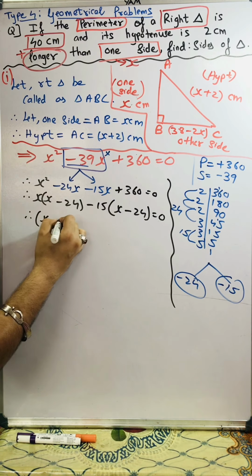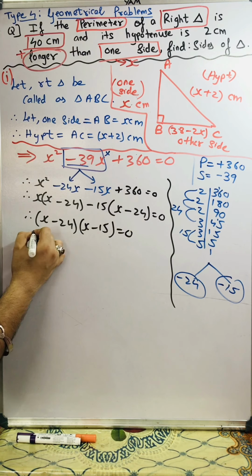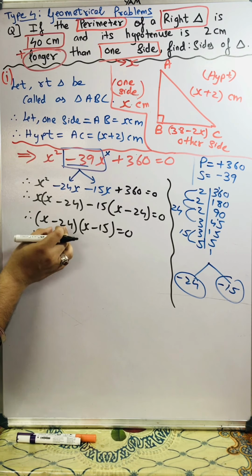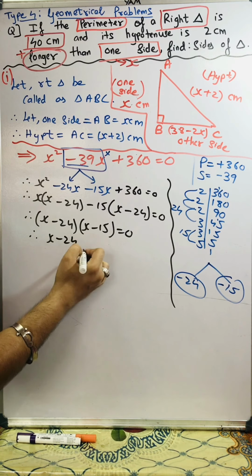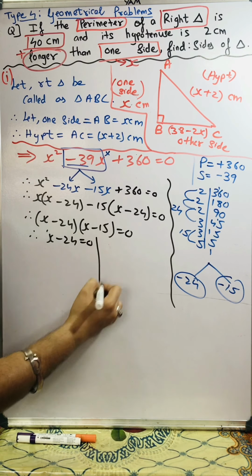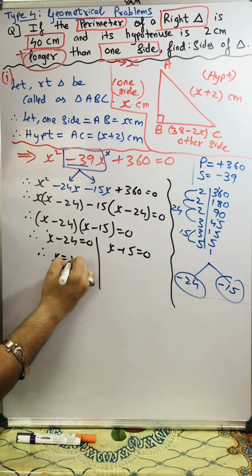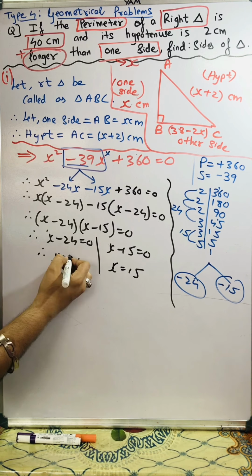Therefore x minus 24 and x minus 15 is equal to 0. Of course, first I'll say either this is equal to 0, let me write that also, x minus 24 is equal to 0, or x minus 15 is equal to 0. Therefore x is equal to 24 or x is equal to 15. So both the answers are positive.